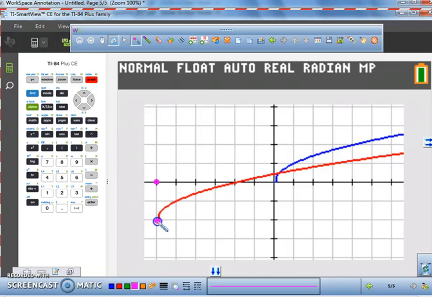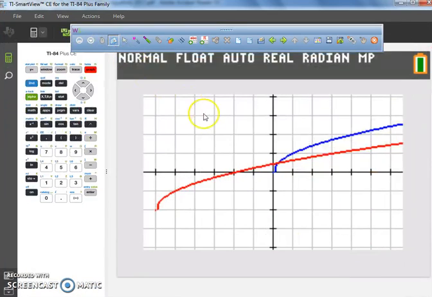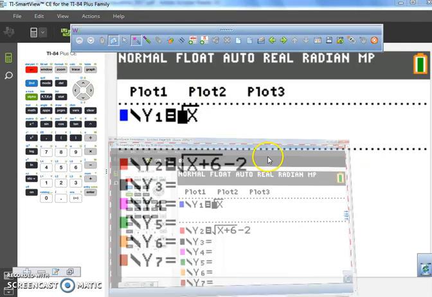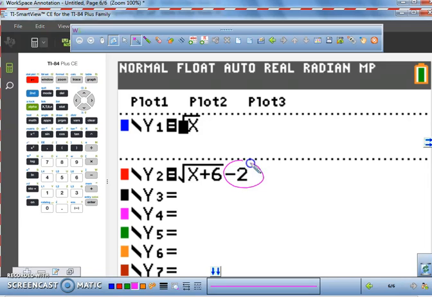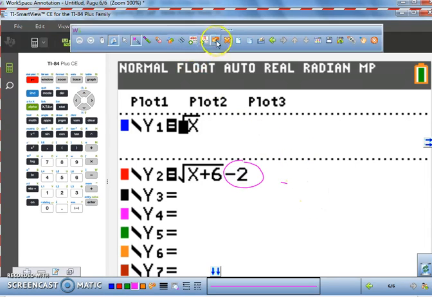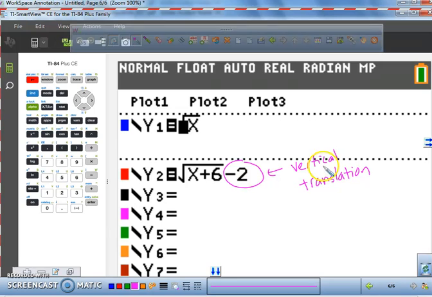right here. So what does that tell you about the number at the end? What does that do to the graph? It shifts it up or it shifts it down. So this one right here deals with what's called a vertical translation or a vertical shift.